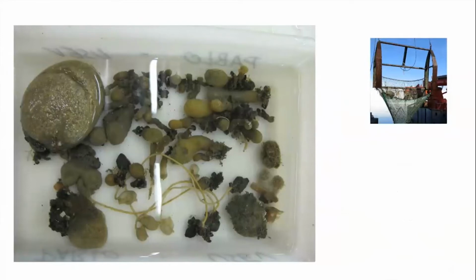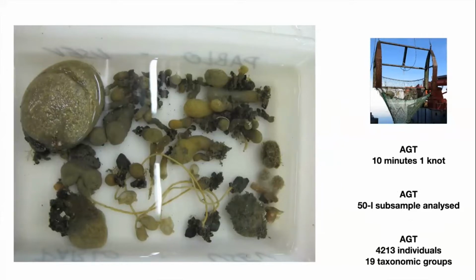Regarding the AGT data, the sampling gear was used at a speed of 1 knot for 10 minutes on the bottom, and for each sample we extracted a subsample of 50 liters, and only this subsample was analyzed. We were able to count more than 4,000 individuals, also coming from 19 taxonomic groups.